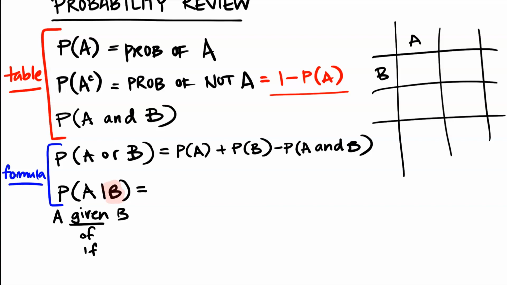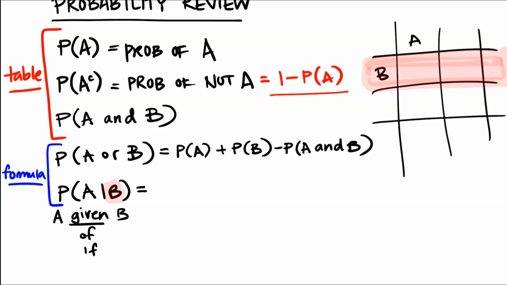So anyways, this A given B, like I said, of or if or other ways to say given. Whatever we know, whatever's behind that line, whatever is the of, the if, or the given, that means we know this is already true. So we did this a lot in that last worksheet.